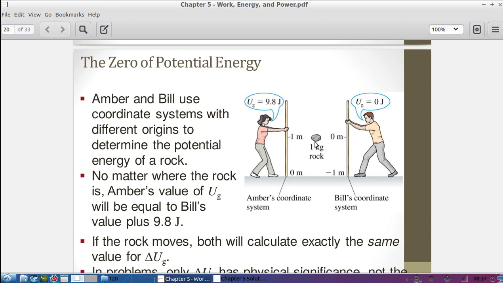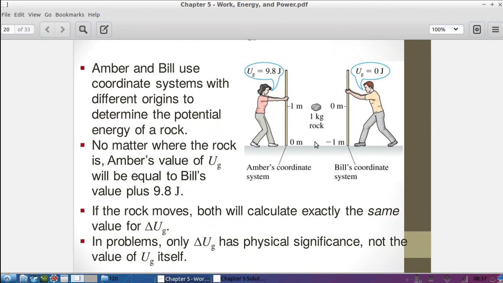So that means this 1 kilogram rock has a gravitational potential of 1 kilogram times 9.8 meters per second squared times positive 1 meters. This energy has positive 9.8 joules. When this third person lets go of it, Amber's going to say initial gravitational potential is 9.8 joules, final gravitational potential is 0 joules because it hits the surface of the Earth. That's Amber. Now Bill does something different.